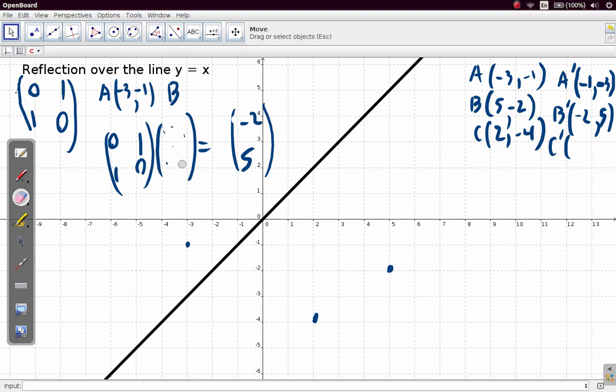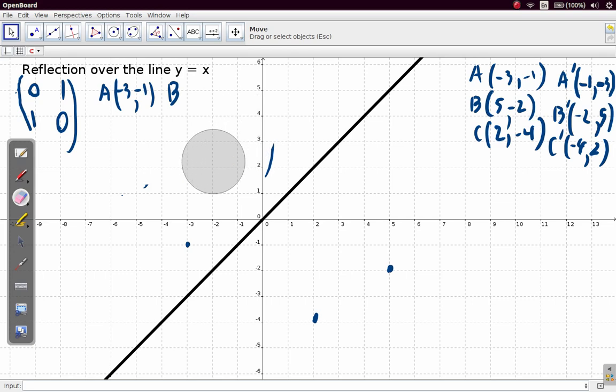Let's multiply [0, 1; 1, 0] by C. What we have for C is located at (2, -4). 0 by 2 is 0 plus 1 by -4 is -4, then 1 by 2 is 2 plus 0 by -4 is 0. So we have (-4, 2). All right. So on the left we have the original points. On the right we have the image after reflection over the line y equals x.